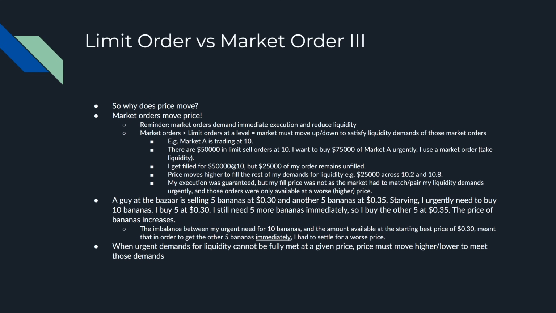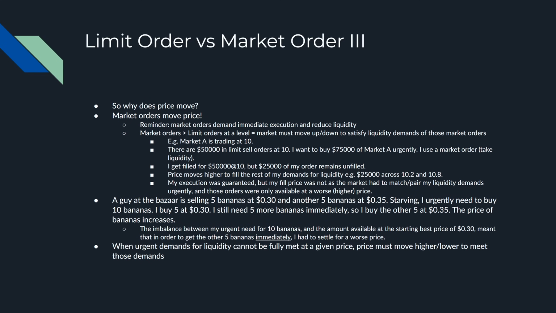Take another example. A guy at the bazaar is selling 5 bananas for 30 cents, and another 5 bananas at 35 cents. Starving, I urgently need to buy 10 bananas. So I buy 5 at 30 cents, but again, my order is for 10 bananas. I can't just buy 5 and sit around and wait, because I'm using a market order. I'm happy to pay a worse price to get that immediate execution. It's the whole point of a market order, right? So I still need 5 more bananas immediately, so I buy the other 5 at 35 cents, and the price of bananas increases as a result.